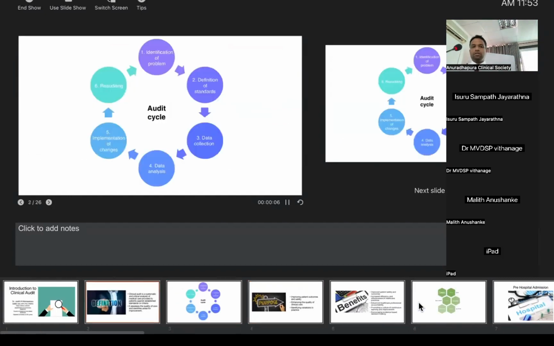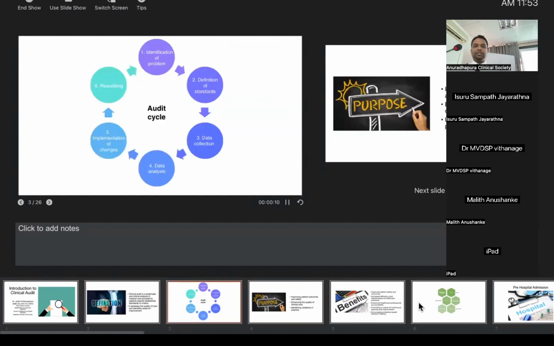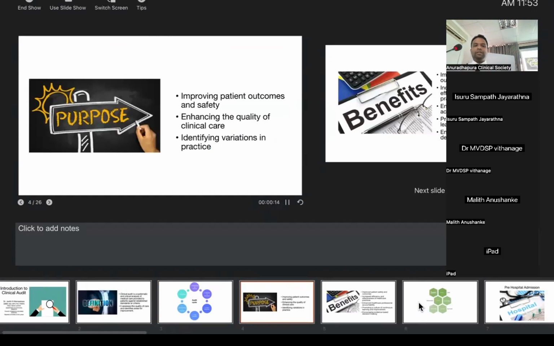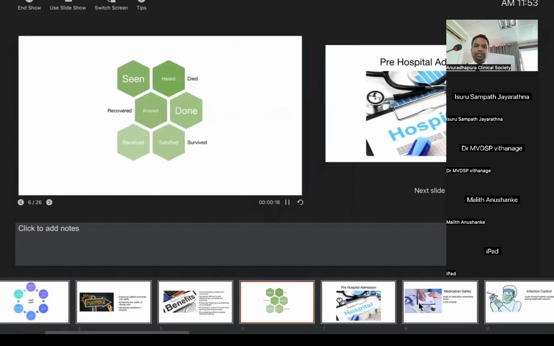Yes, sir, now I can. Okay, so I started with this slide: the definition of the audit cycle, the audit and re-audit process, and the purpose and benefits. Those are theories. Anybody can read them. It's simple. But the most important slide is this one. I hope you can see.